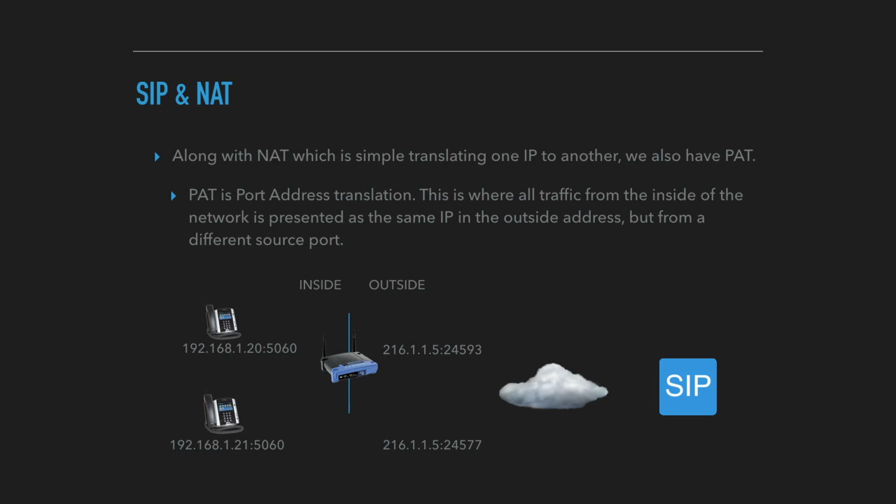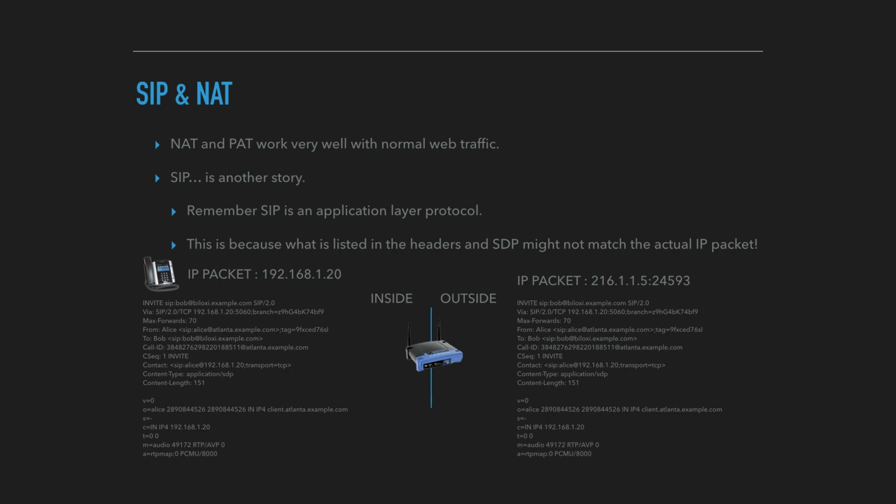PAT is port address translation. This is where all traffic from the inside of the network is presented as the same IP on the outside, but from a different source port. So notice the outside address is the same, but the port that we are using between these two different devices, it's different. NAT and PAT work very well with normal web traffic.